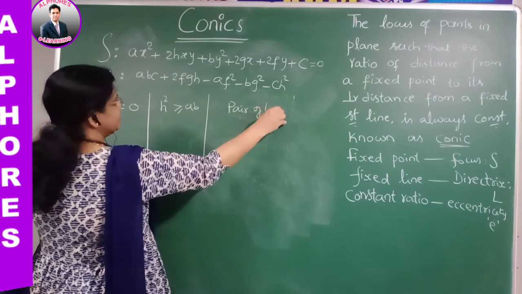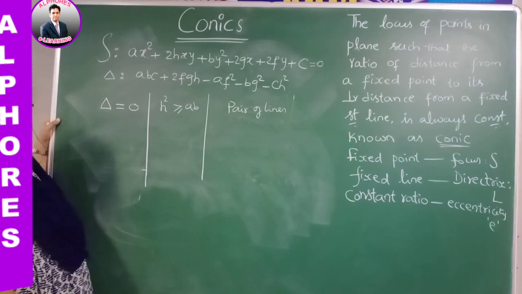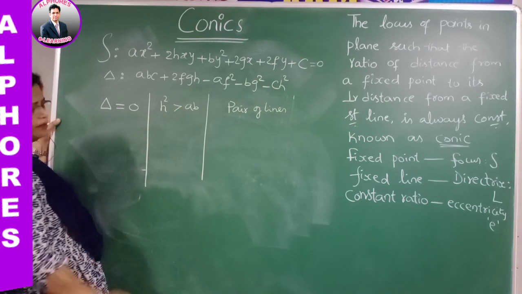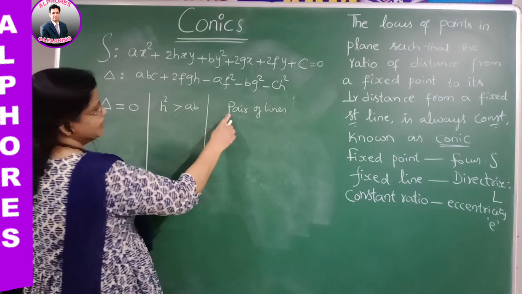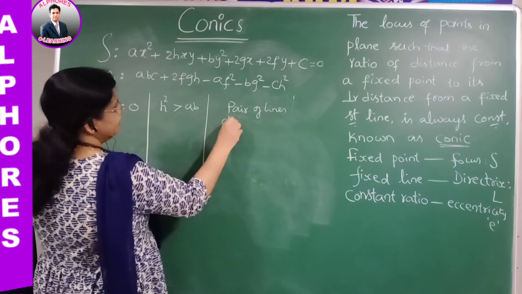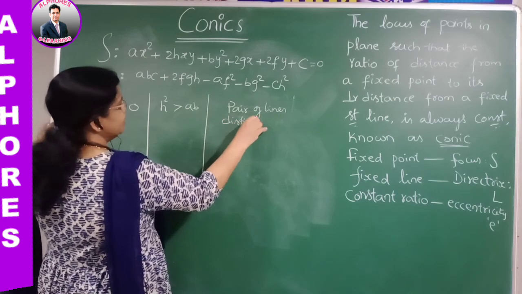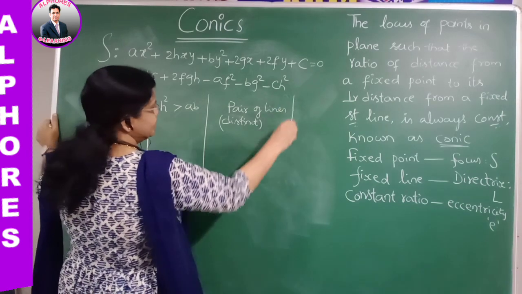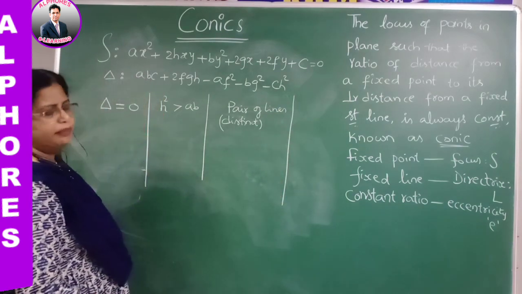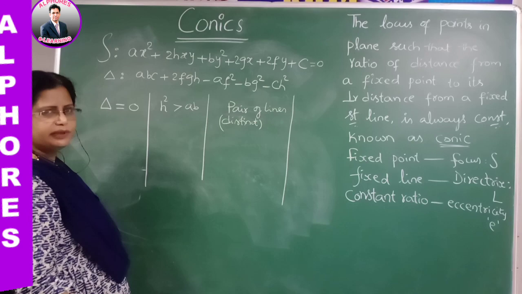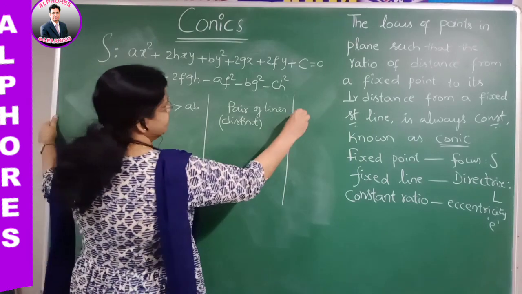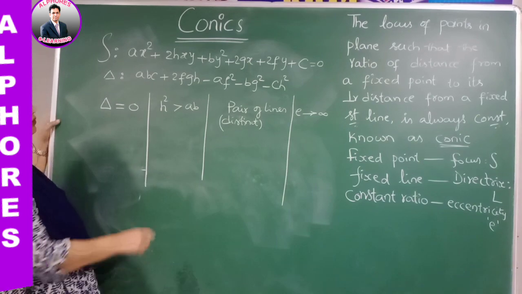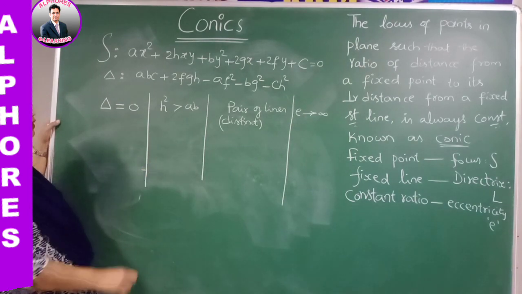Okay, so here also we are getting the same thing, a pair of lines. Now I am first writing strictly greater than AB. Thereby we can say these are nothing but distinct lines. Okay, strictly greater than, if I write, distinct lines. And in this case, what is the eccentricity value? For a pair of lines, students, the eccentricity is tending to infinity.